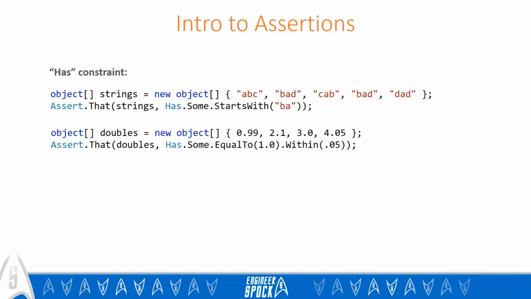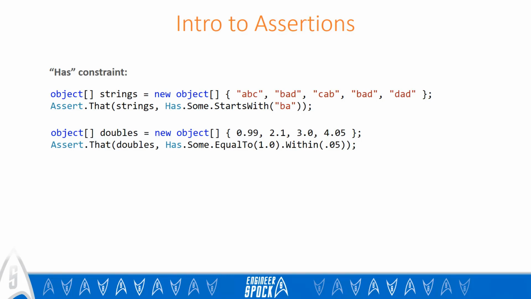The has constraint is mostly used with the some constraint. Here are two examples. The first assertion checks if the array contains any items starting with the BA substring. If there is at least one item satisfying this condition, the expression will return true. In this case, the second item starts with BA, so the expression will be evaluated to true and the test will pass.